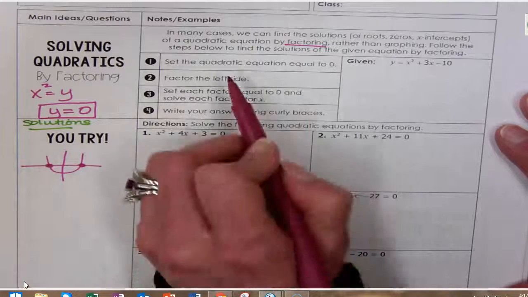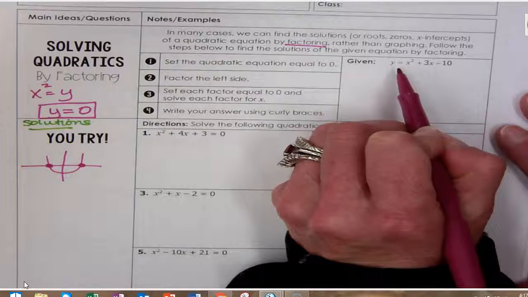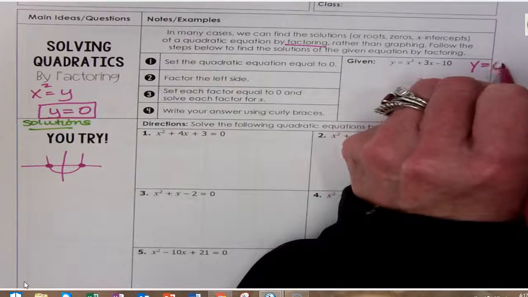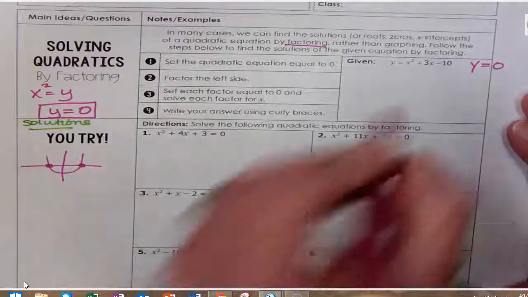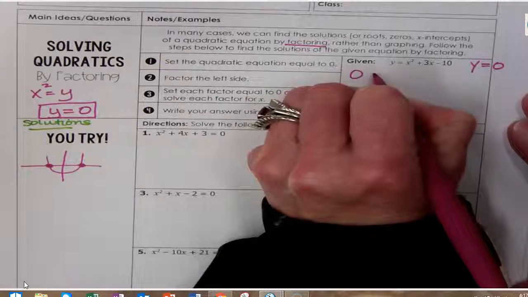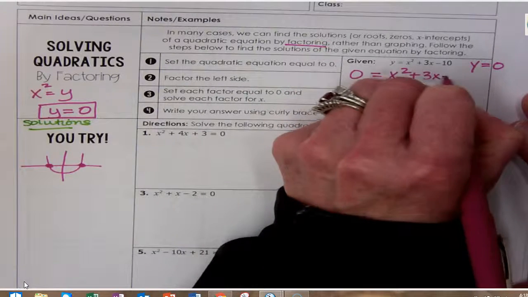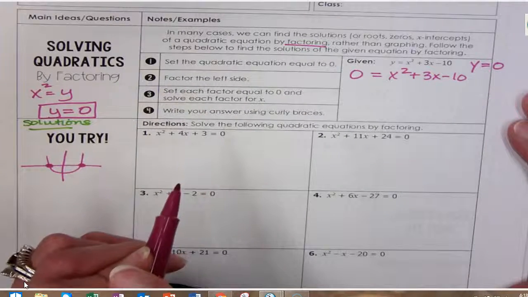So, the first thing you do is you set this equal to 0. It's currently equal to y. Y can equal 0. So we're saying, what are our x values when y is equal to 0? So, if y equals 0, x squared plus 3x minus 10. Now we're going to factor.